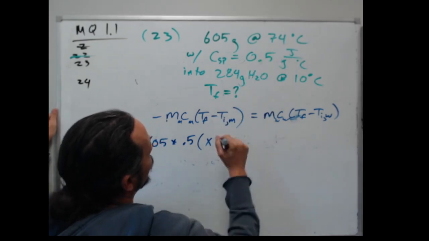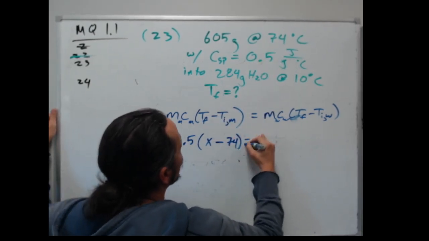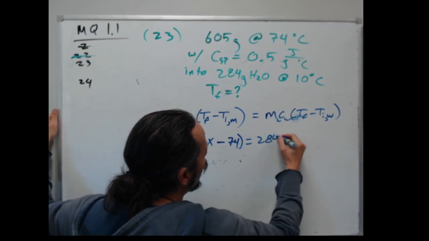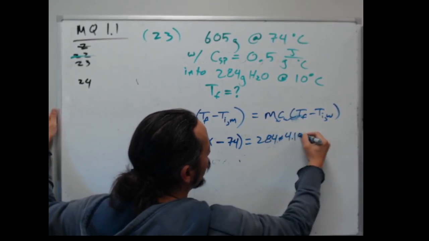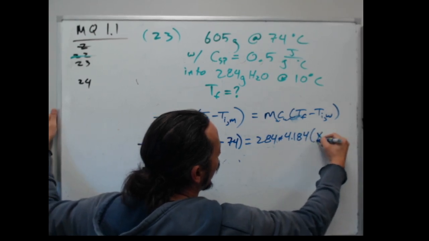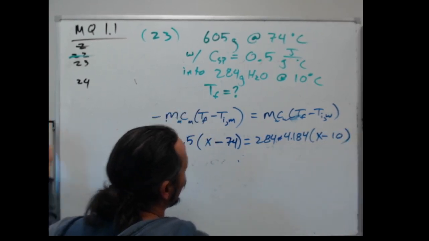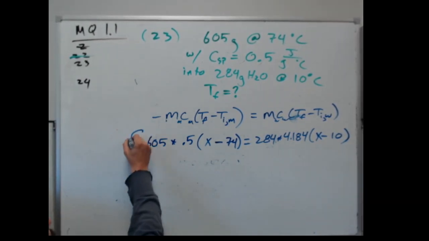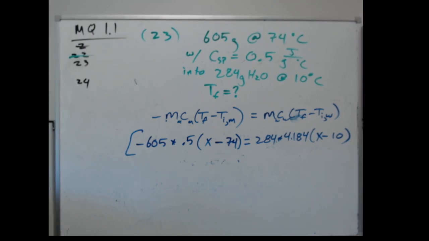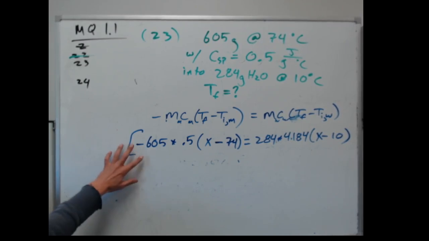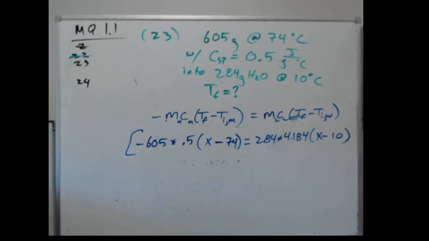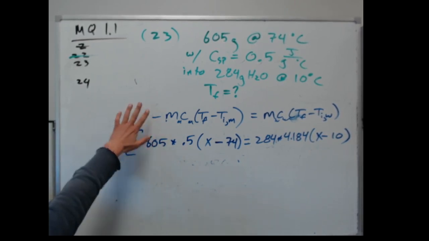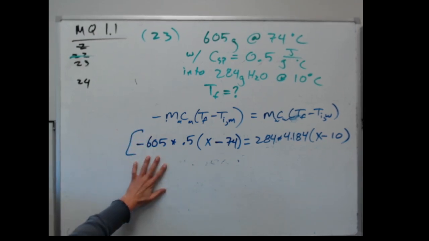Minus the initial temperature of 74 is equal to 284 times 4.184 times x minus 10. And when I write this equation in blue, we've lost all of our chemistry understanding at this point, right? And now we're just doing algebra. I don't usually write things like this because I don't like losing all of my chemistry understanding when I'm doing a problem. But just to illustrate how we can get away from the chemistry every once in a while. Once we do our chemistry thinking, then we can get to a point where it looks like algebra.